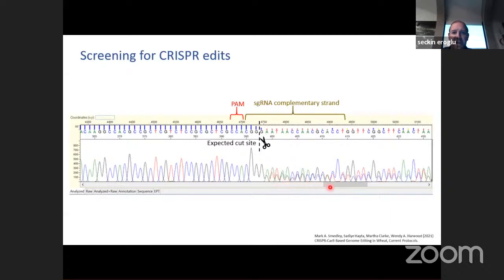So I've basically talked through knockouts. This is the basic knockout system that we're using. It's the most popular, but we're also doing other approaches.